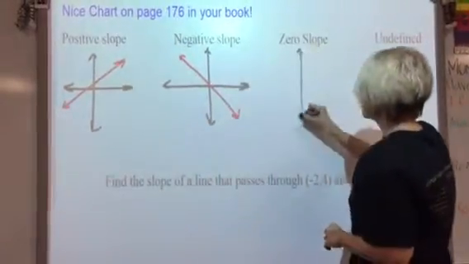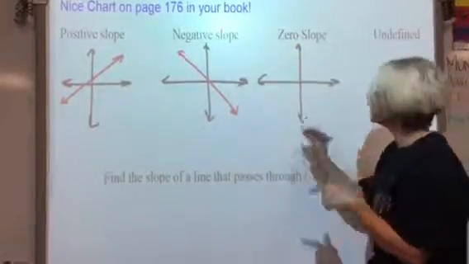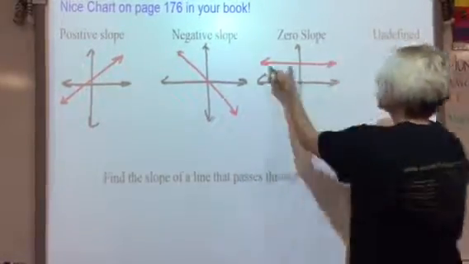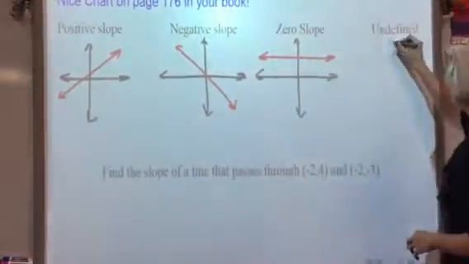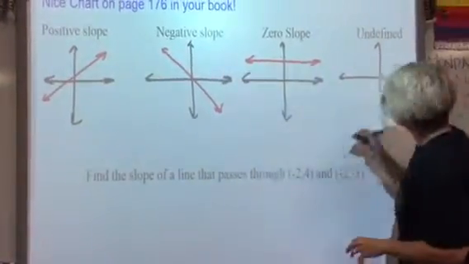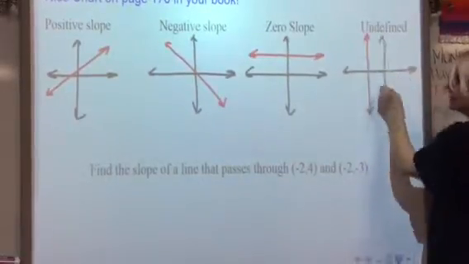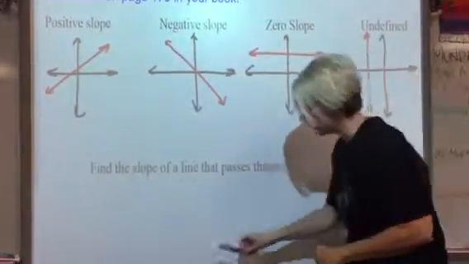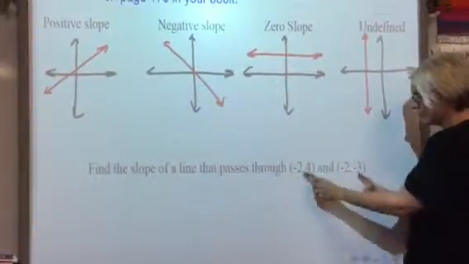You could have a 0 slope. Do you remember what 0 slope is? It's horizontal. It's like Nebraska. There's no slope. And then you could have an undefined slope. Do you remember what undefined is? Think about it. It's going to be up and down, vertical. It's not defined because it has no rate. I cannot define it. So find the slope of a line that passes through -2, 4 and -2, -3.